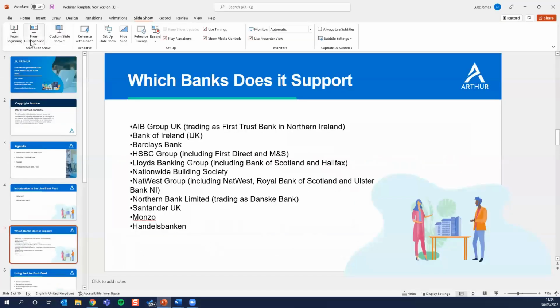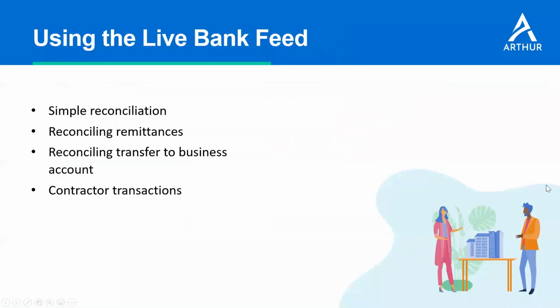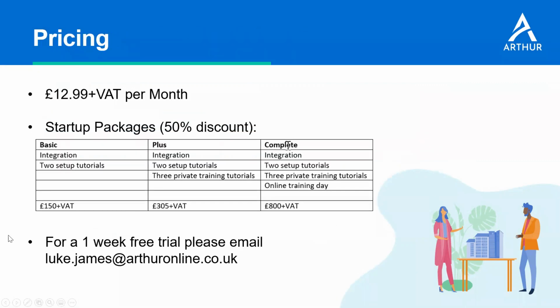So if I get my PowerPoint back up, hoping you can still see my screen. Moving on to the pricing for the live bank feed. Our live bank feed is currently priced at $12.99 plus VAT per month. So that is an ongoing cost. You can access that in the Arthur store. Someone asked the question before saying they couldn't find it in the Arthur store. I'm not too sure why that isn't, so I'll go back into Arthur and show you that in a second. But yeah, the subscription is $12.99 plus VAT per month.